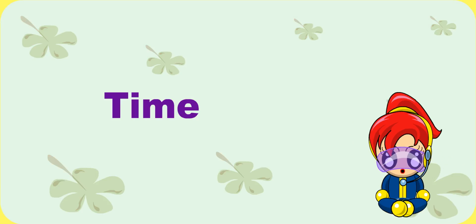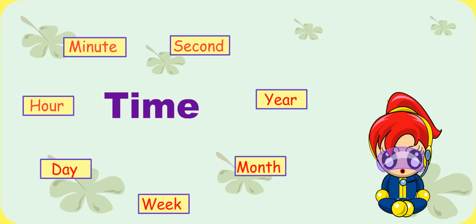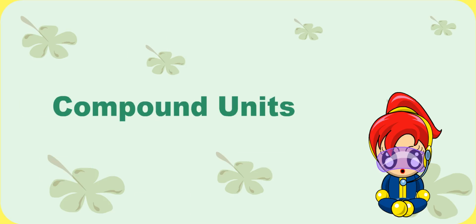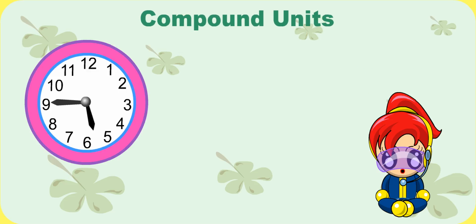Turbo Girl, you have learned to tell how long or short time is by looking at the units of measure for time. Now, we're going to measure time in compound units. What is the compound unit of time? I'm going to explain to you with the following example. Look at the clock and tell me the time. It's 6:15. That's right. The answer can also be 5:45 p.m.